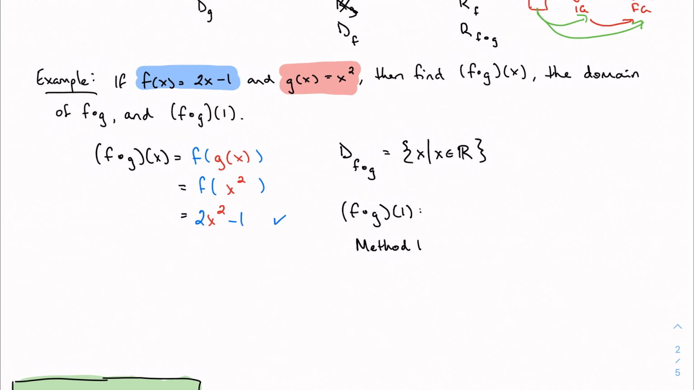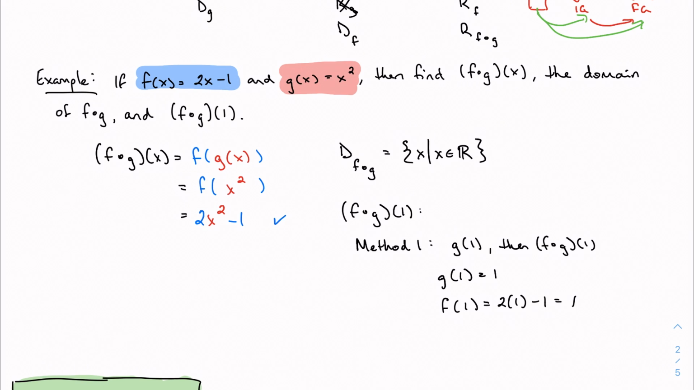Method 1 would be to find g of 1 and then f of g of 1. So g of 1 is just 1, it's just 1 squared. All right, and because it's f of g of x, it's the same as saying, well, g of x is 1. So f of 1. F of 1 is also 1. 2 times 1 is 2, minus 1 is 1.